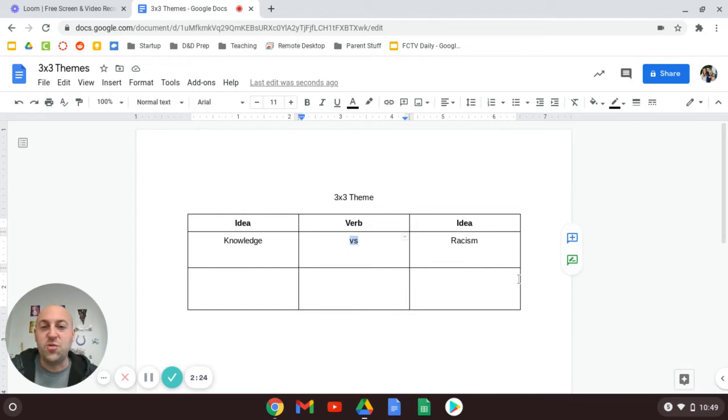So what does knowledge do to racism in this story, or how do they interact? Well, knowledge undercuts it is the word I used earlier, or it erodes it. I like erodes. That's going to lead to a really amazing essay if I was to write an essay about it. Knowledge erodes racism, right? Now there's a theme. That's a statement that I can argue and I can back it up with text examples and all kinds of stuff, right? So, let's try a different one.